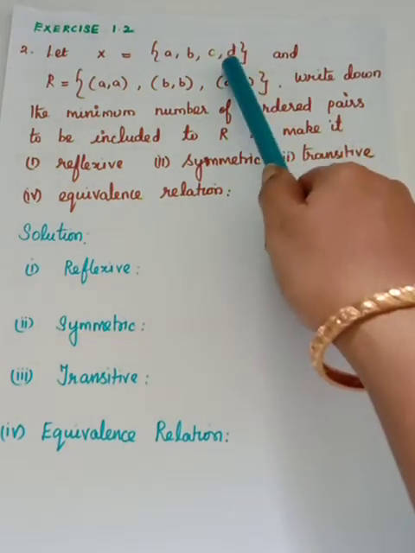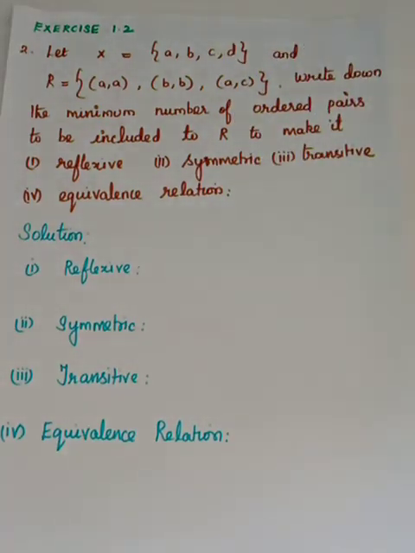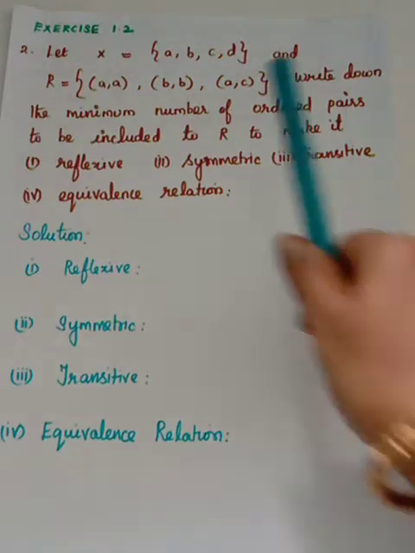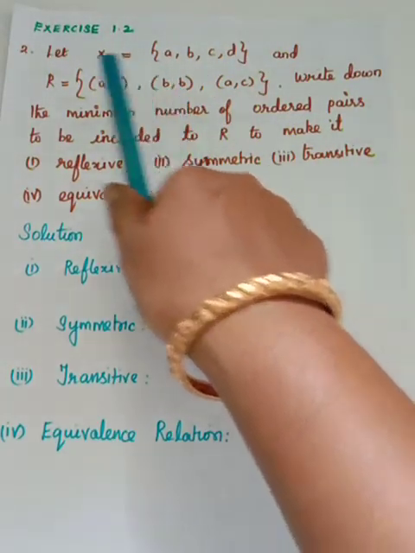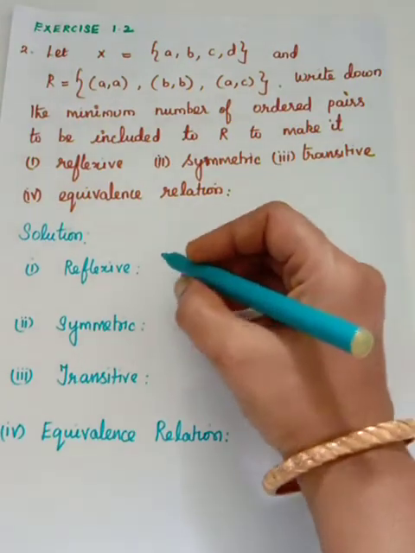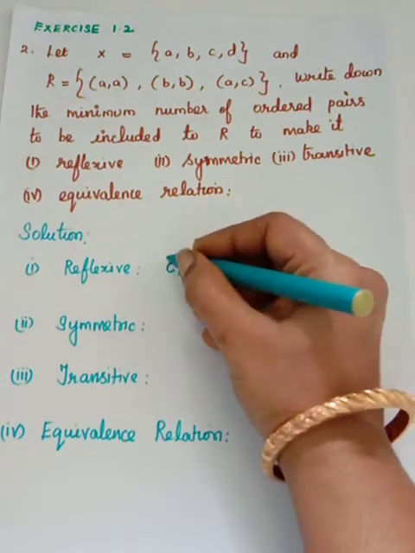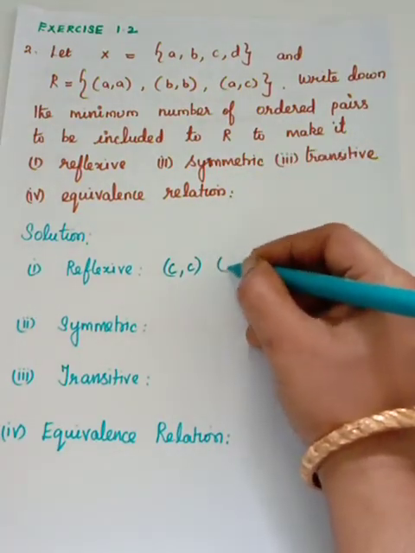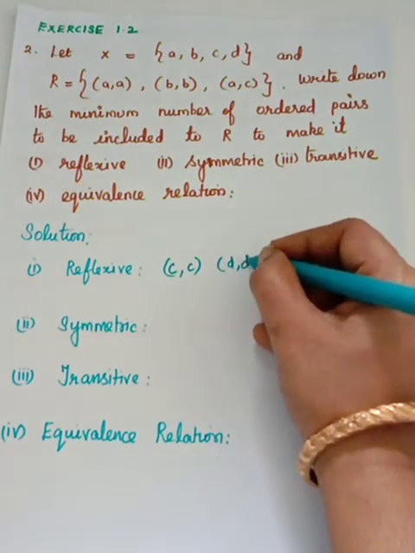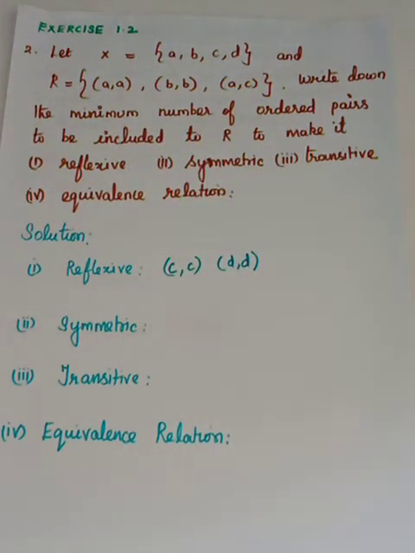If you consider the element d, which ordered pair should be there in the relation to make it reflexive? D comma d. So what are the ordered pairs that should be included to make this relation reflexive? C comma c, this ordered pair should be there in that relation, and d comma d. If we have these, we can say that relation is reflexive.